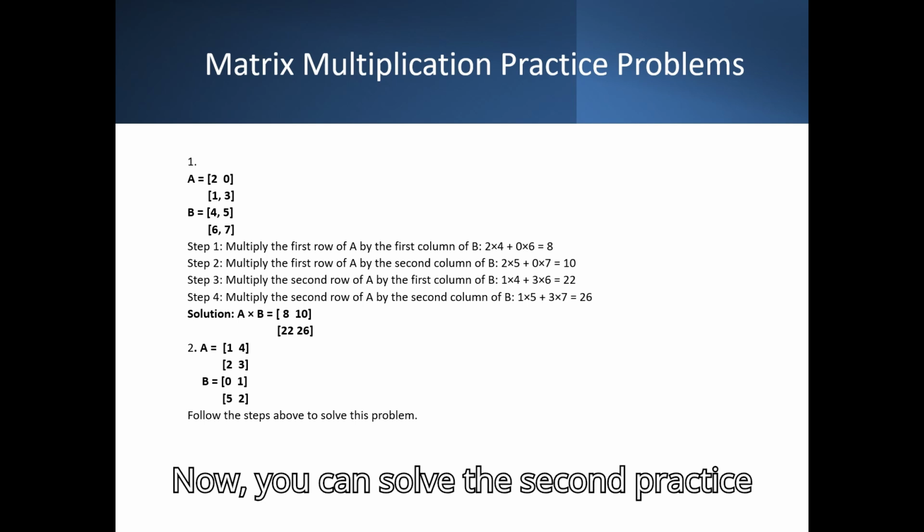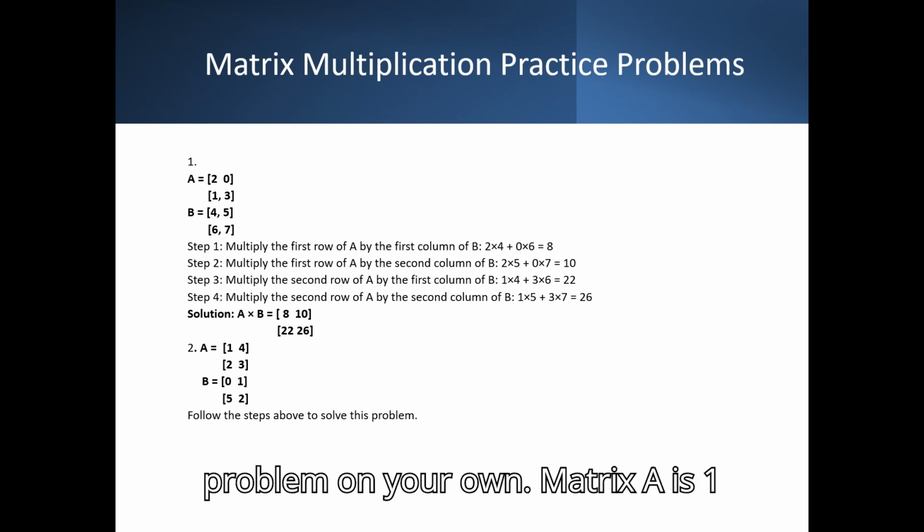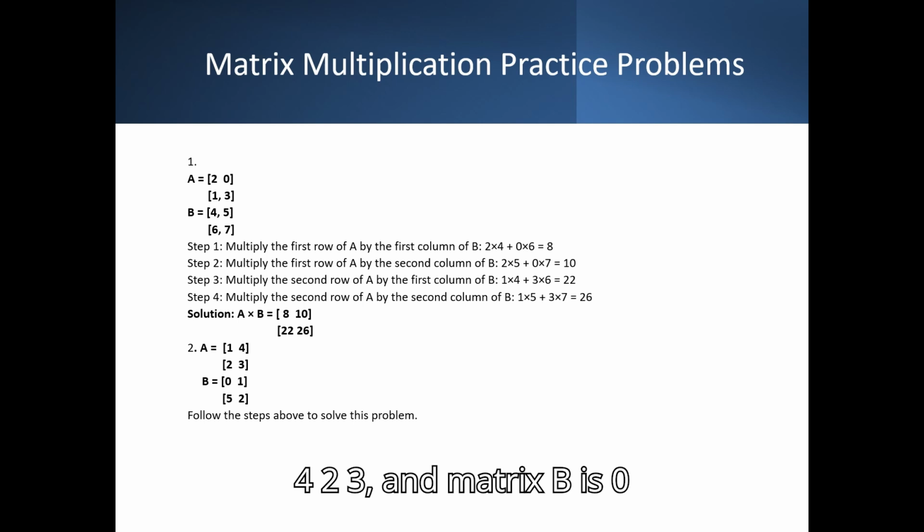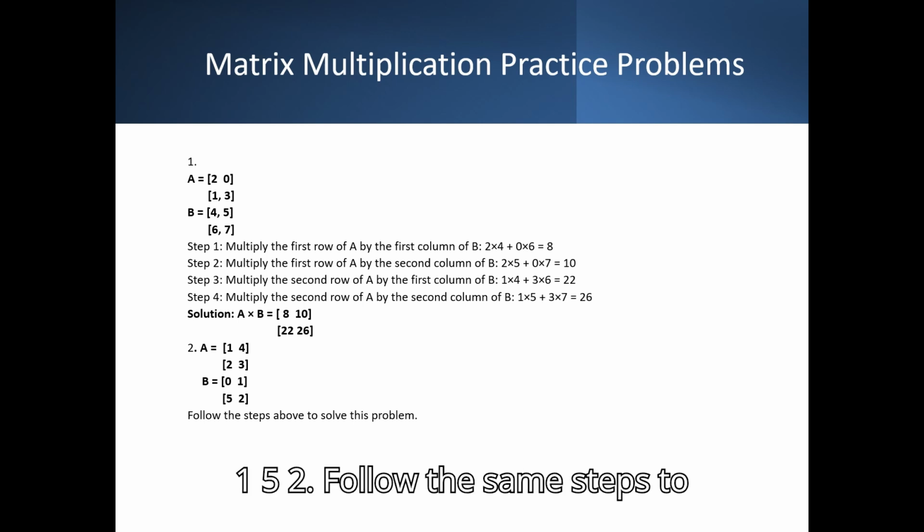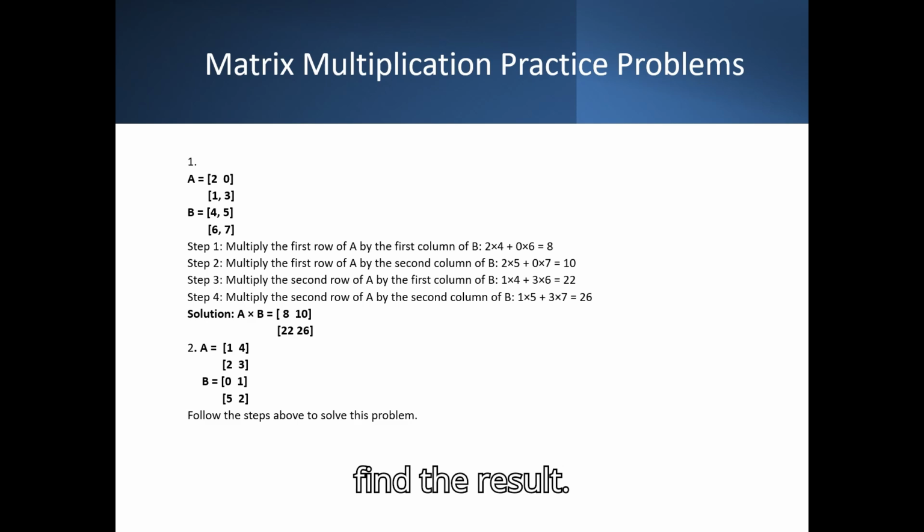Now, you can solve the second practice problem on your own. Matrix A is 1, 4, 2, 3, and matrix B is 0, 1, 5, 2. Follow the same steps to find the result.